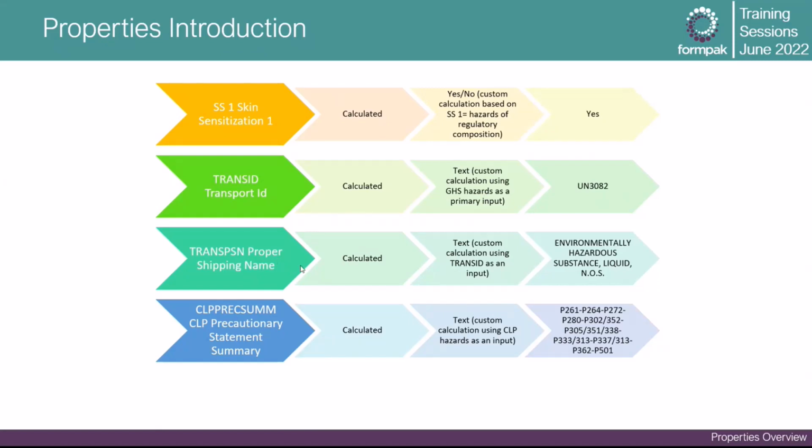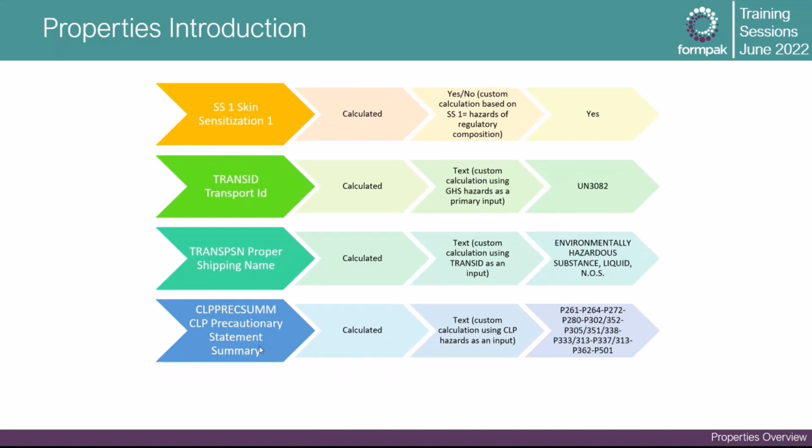And then from here, the transport proper shipping name, because that is a read across in the main to the UN number, is also text, and it's a custom calculation using that UN number as an input. And as an example, it might say environmentally hazardous substance, liquid, NOS. And there's other parts of the calculation to insert appropriate chemicals that are responsible for that hazard.